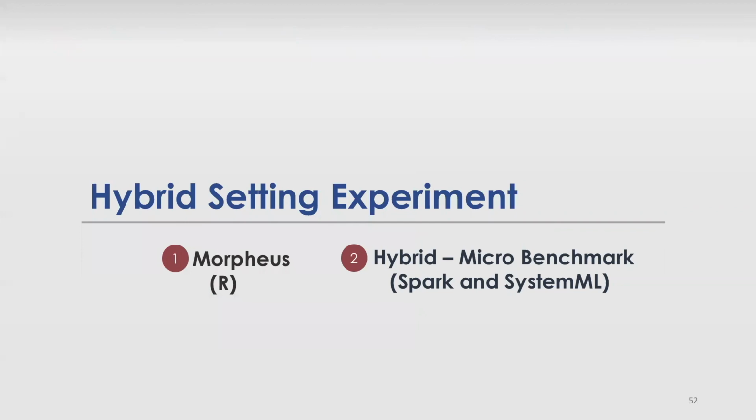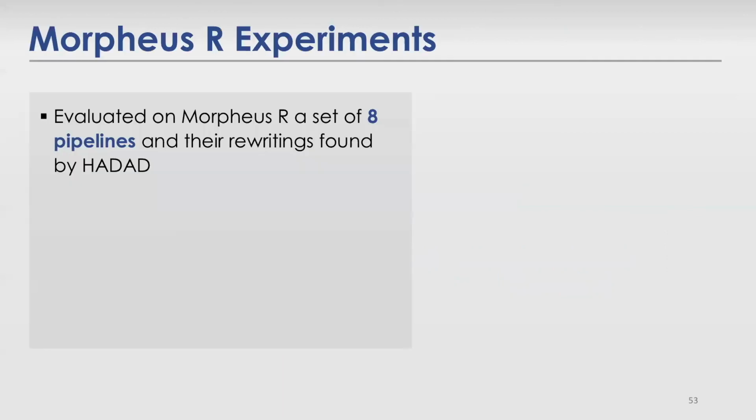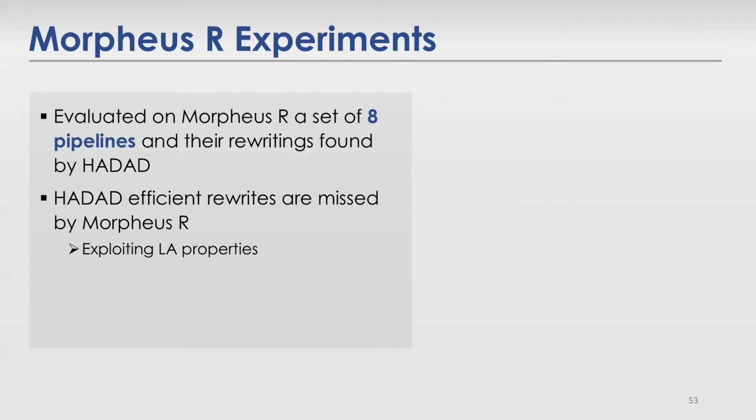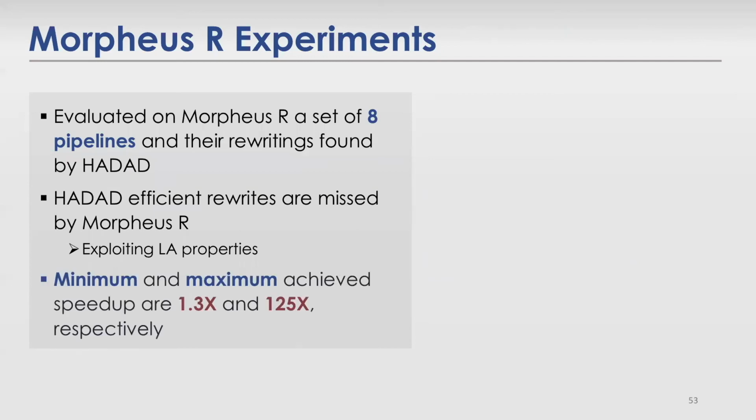In this experiment, we evaluated our approach on top of Morpheus, which is a cross-relational linear algebra platform for factorizing linear algebra operations. Also, we've designed a hybrid micro-benchmark on real-world Twitter datasets and evaluated it on top of Spark and SystemML. We discuss a subset of our results and refer the audience to the paper for the rest of the experiments. In this experiment, we studied the performance benefits that HADAD can bring to Morpheus. We evaluated a set of 8 pipelines on Morpheus R and their rewritings found by HADAD. For these pipelines, their efficient rewrites that are found by HADAD are missed by Morpheus. The minimum speedup achieved by HADAD is 1.3x, and the maximum one is 125x.